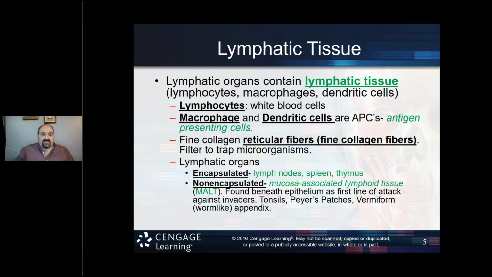Here we have the lymph nodes, spleen, and the thymus gland. They are encapsulated. Non-encapsulated would be this MALT-type tissue, this mucosa-associated lymphoid tissue. This is in areas where, say, the tonsils, Peyer's patches within the digestive tract, and the vermiform appendix, or the appendix, you can call it, would be present. This would be non-encapsulated types of lymphoid tissue.